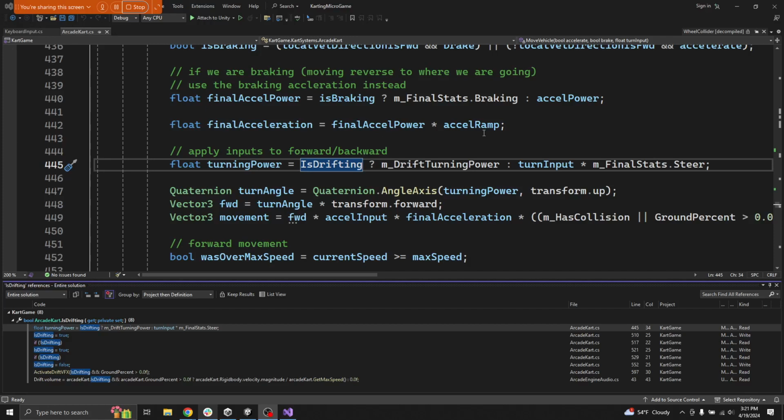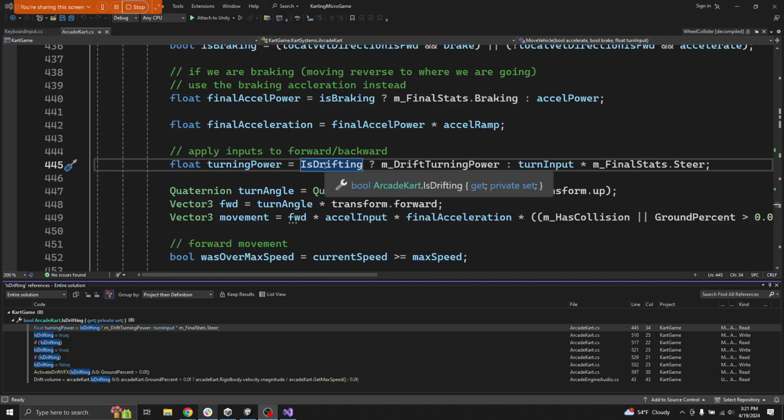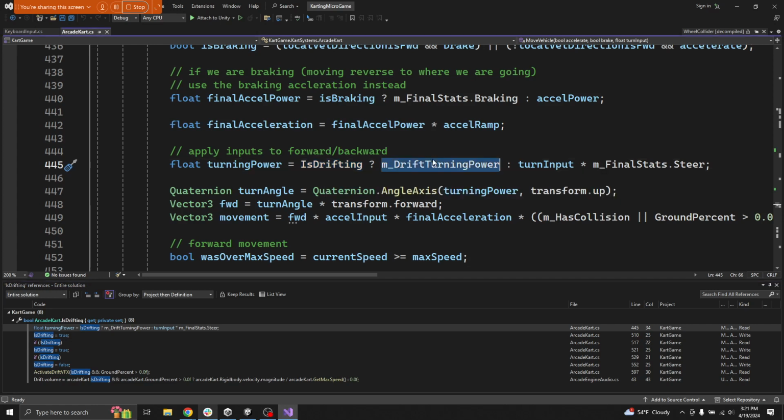All right. Turning power. So is drifting, it looks like later on this is used a lot, and figured out if it's true or false. So I'll look at it later. But if we're drifting, then drifting turning power, then we grab this, which appears to be a float. Otherwise, we take our turn input and multiply it by our steering factor coming from our stats. All right. So our turning power is impacted if we're in a drift or not.